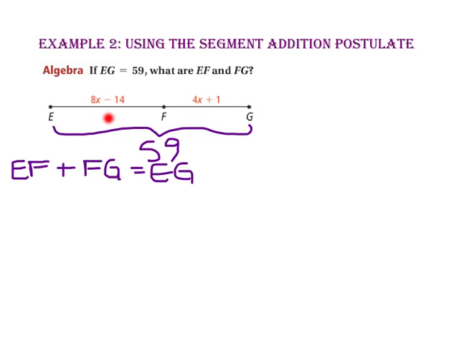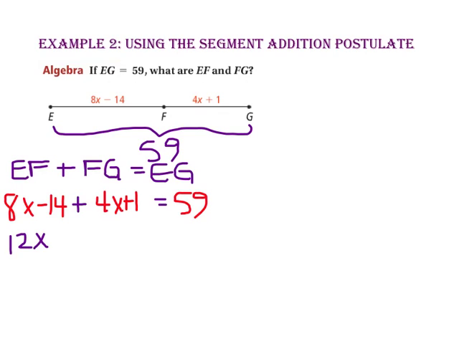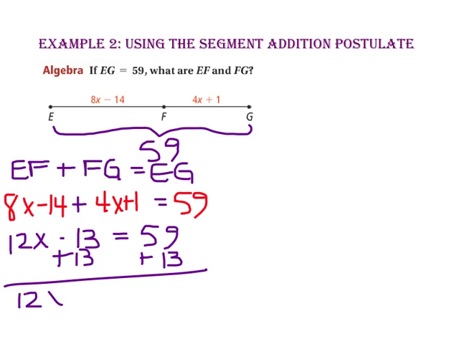Now let's substitute 8x minus 14 for the length of segment EF and 4x plus 1 for the length of segment FG. Last, we'll substitute 59 for the length of segment EG. Okay, 8x plus 4x is 12x, -14 plus 1 is -13, and that will equal 59. Let's add 13 to both sides, and we get 12x equals 72. If we divide both sides by 12, x will equal 6. In order to find the lengths of segment EF and FG, we will substitute 6 in for x for both of these expressions.